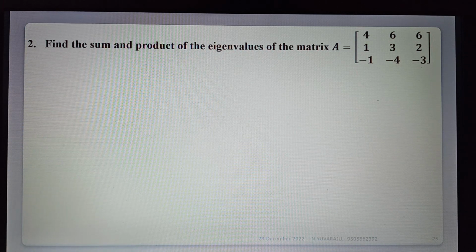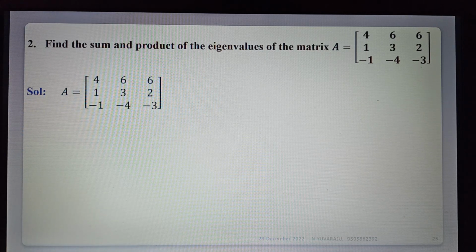So find the sum and the product of the eigenvalues of the matrix. And they are directly finding the sum and the product of the eigenvalues, without finding the eigenvalues, using the properties of eigenvalues. So sum of the eigenvalues is trace of the matrix. Product of the eigenvalues is determinant of the matrix. Using those properties. So given matrix A.